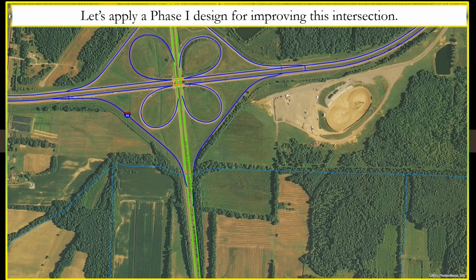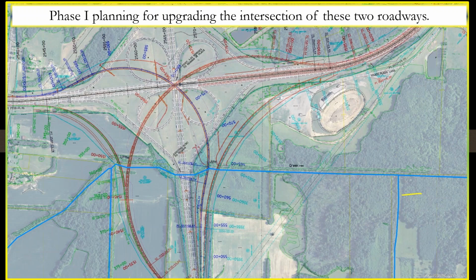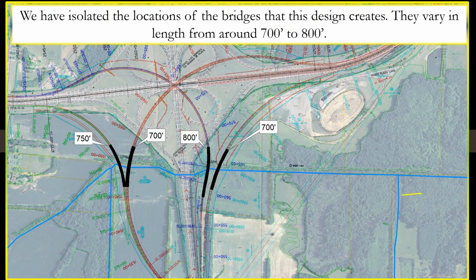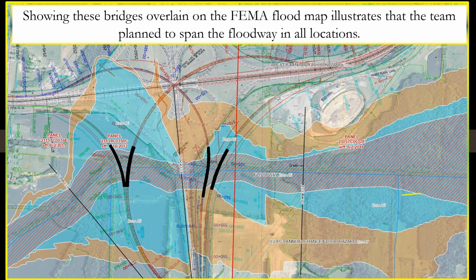So now let's return to the project. Again, we're trying to deal with this interchange. We're trying to improve it. We're going to be putting bridges across this stream. So here is the first stab at what the project team tried to do. They did what they're supposed to do. They built large bridges to span across the floodway. The floodway in this area was around, about 500 feet long, 600 feet long. So they had 2 bridges, 700, 750, 800-foot bridges. They're doing exactly what they're supposed to do. They are spanning the floodway.